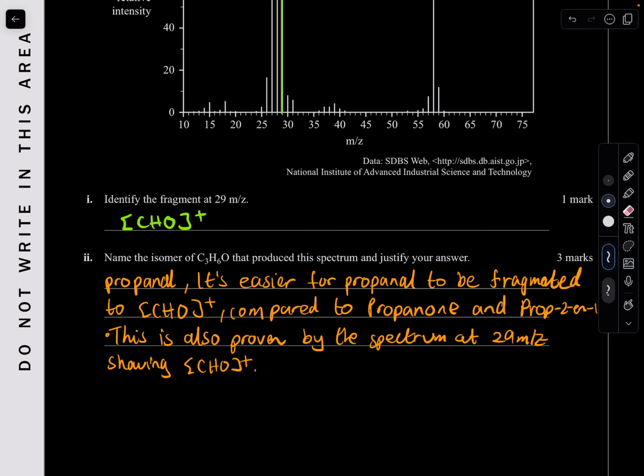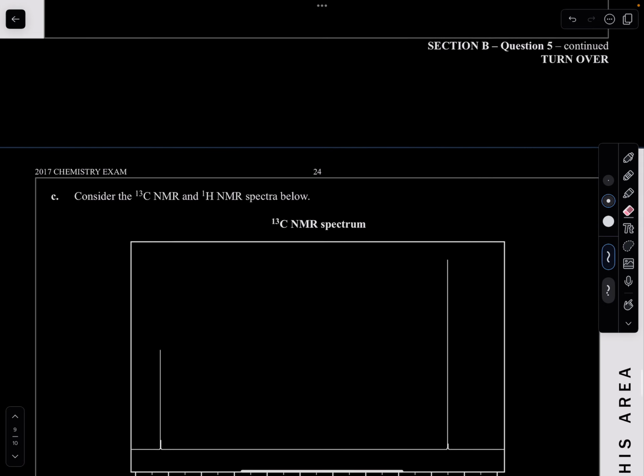There's nothing you can really write more than that. It's easier for propanal to be fragmented compared to propanone and propene-1-ol. This is also proven by the spectrum at 29 showing this. Yeah, I think that would be it for that one.